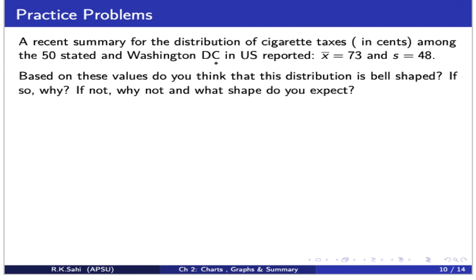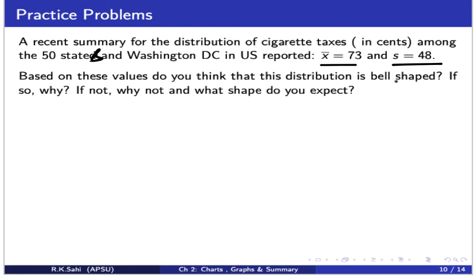It says a recent summary for the distribution of cigarette taxes in cents among the 50 states and Washington, D.C. in the US reported that the sample mean is 73 and the sample standard deviation is 48. Remember, we're looking at cigarette taxes. So that's a sample mean and sample standard deviation. Based on these values, we would like to know whether the distribution is bell-shaped or not.